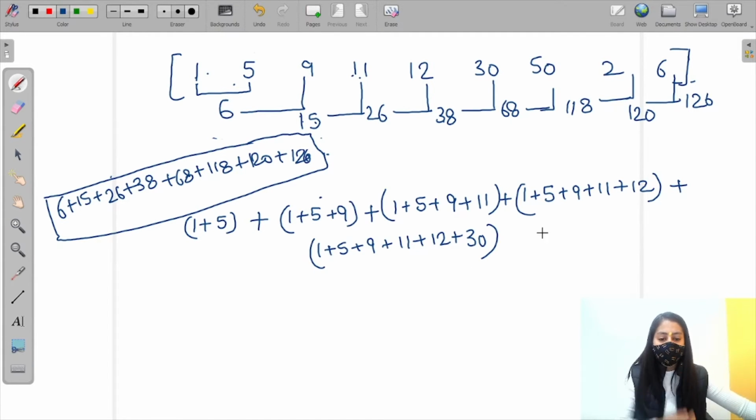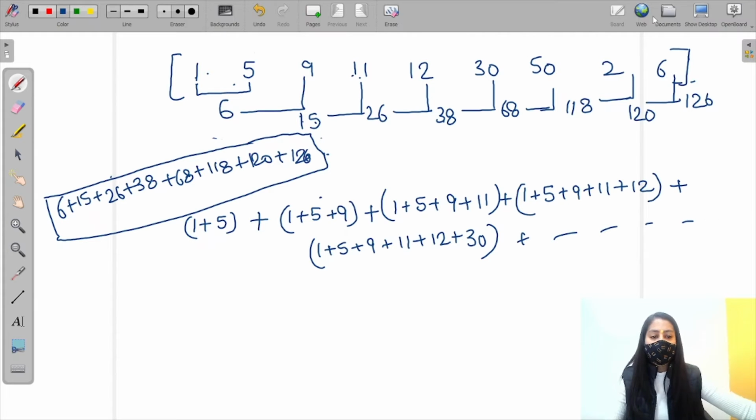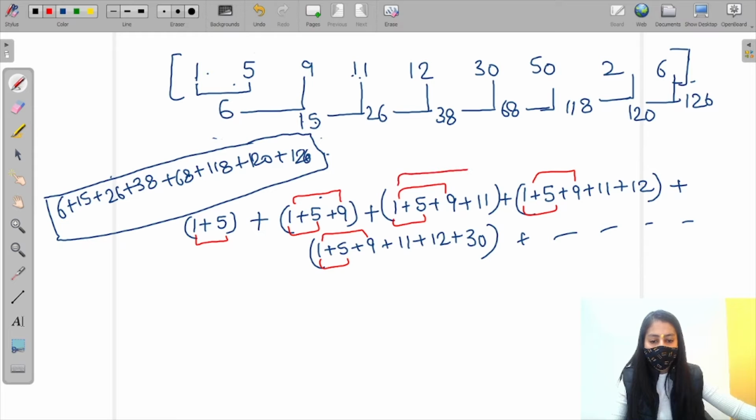So similarly for the rest of the sticks until a single stick is left, right? Now you can observe that 1 plus 5, the first cost, is repeating in all the costs. Next, this amount is repeating in all the costs, right? So this amount is 6, right?